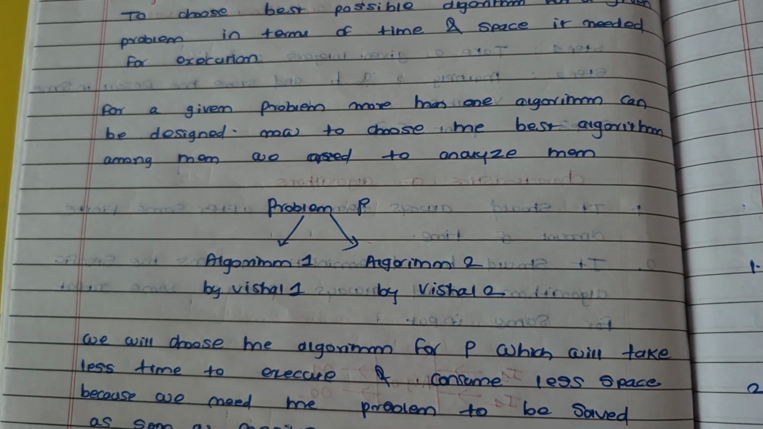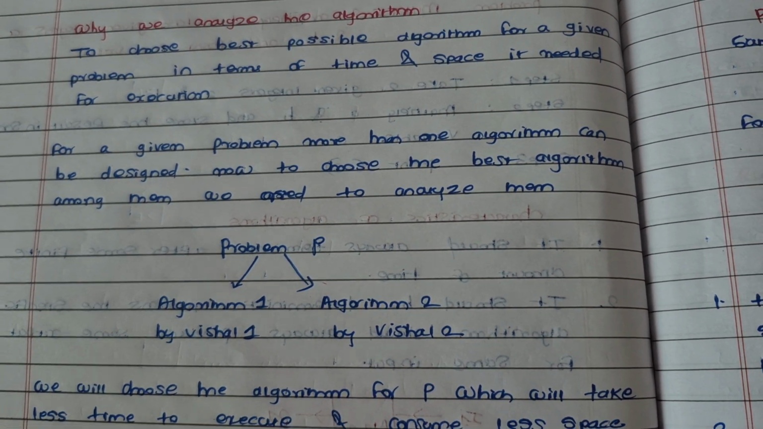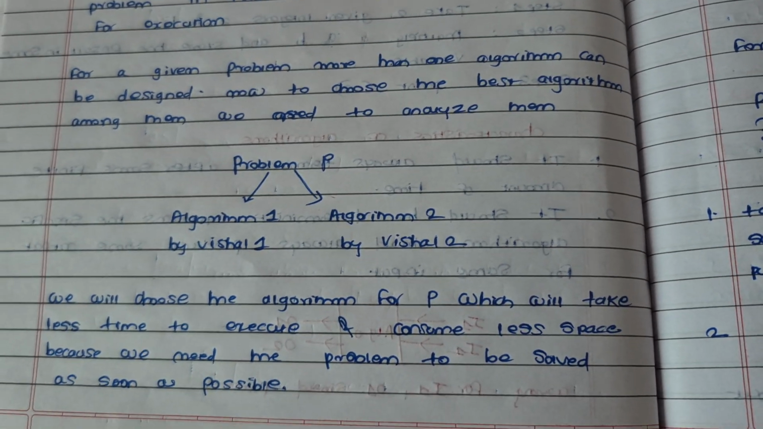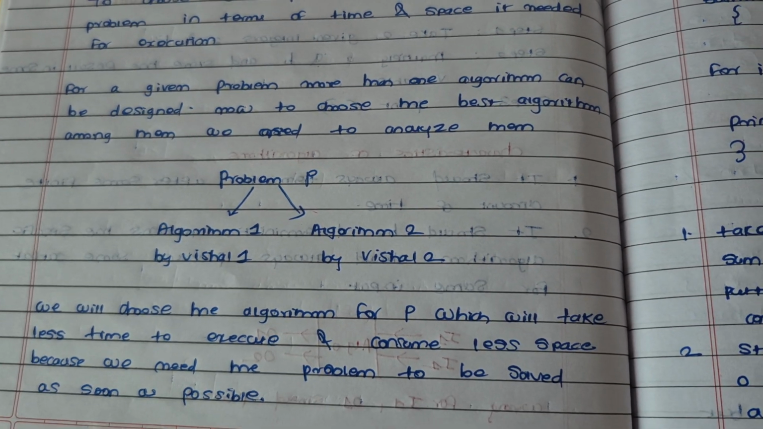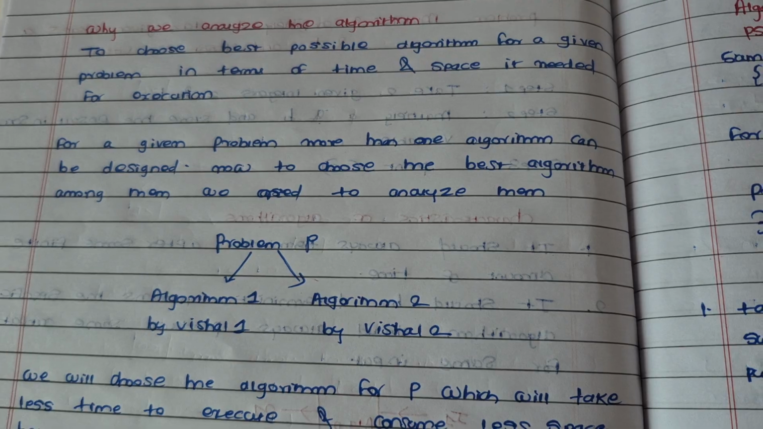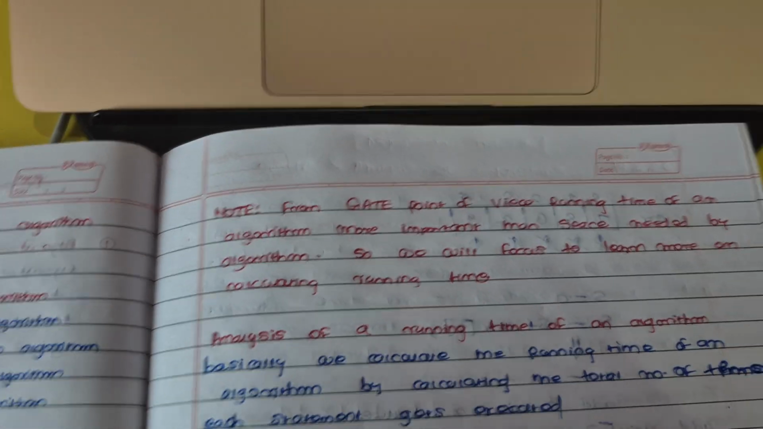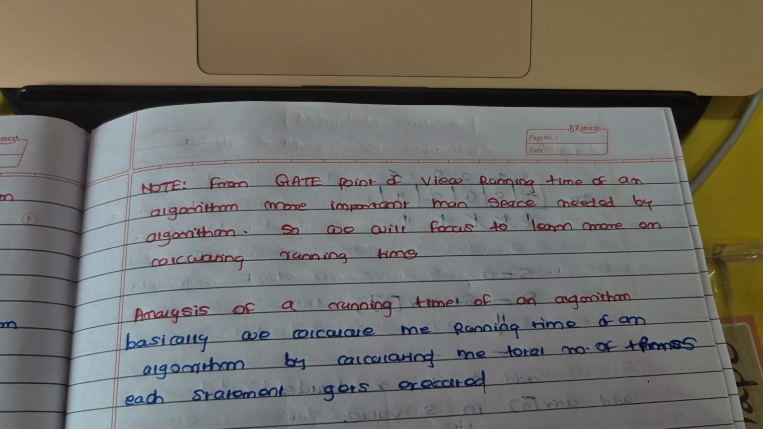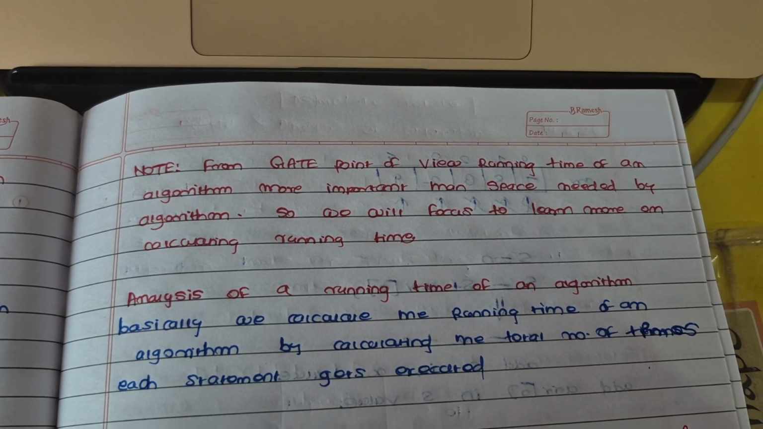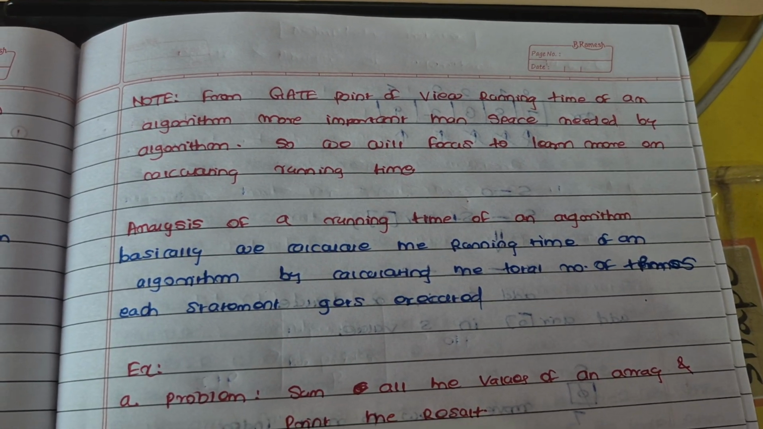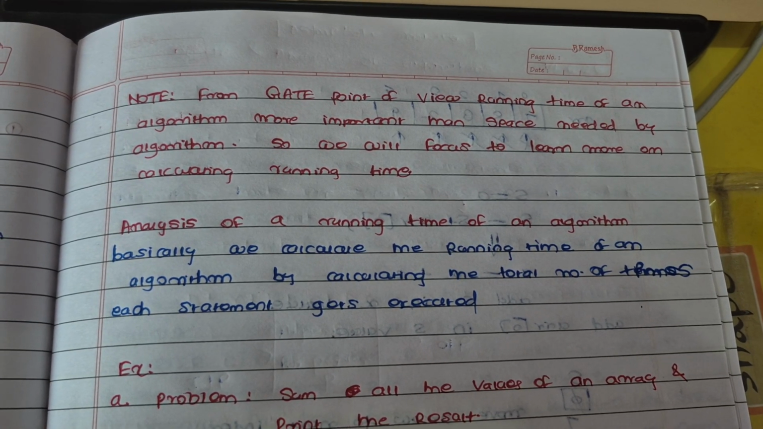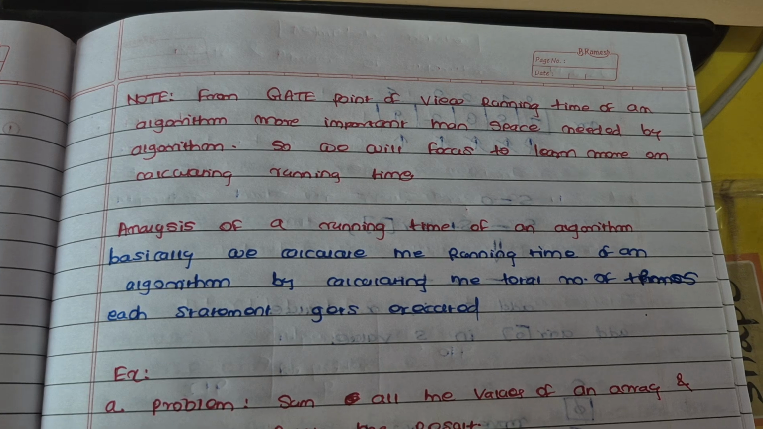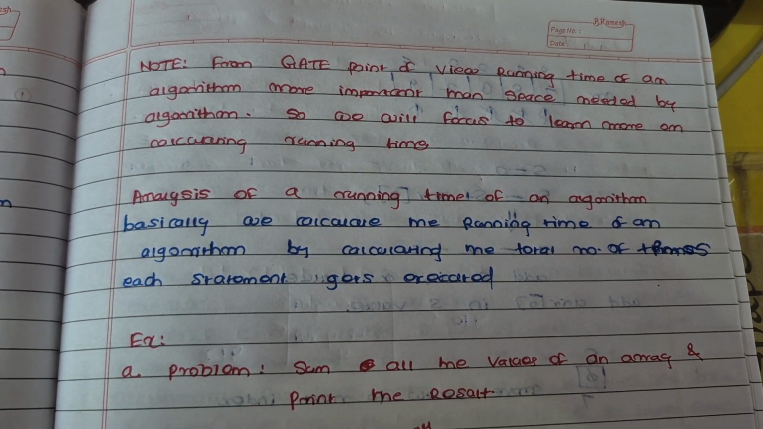Space is not the main concern, because we mostly care about getting the faster result. So time is the more important factor out of these two, and based on that we choose the algorithm. From the GATE point of view, running time is important, not space. The analysis of running time of an algorithm means we calculate the running time by counting the total number of times each statement gets executed.